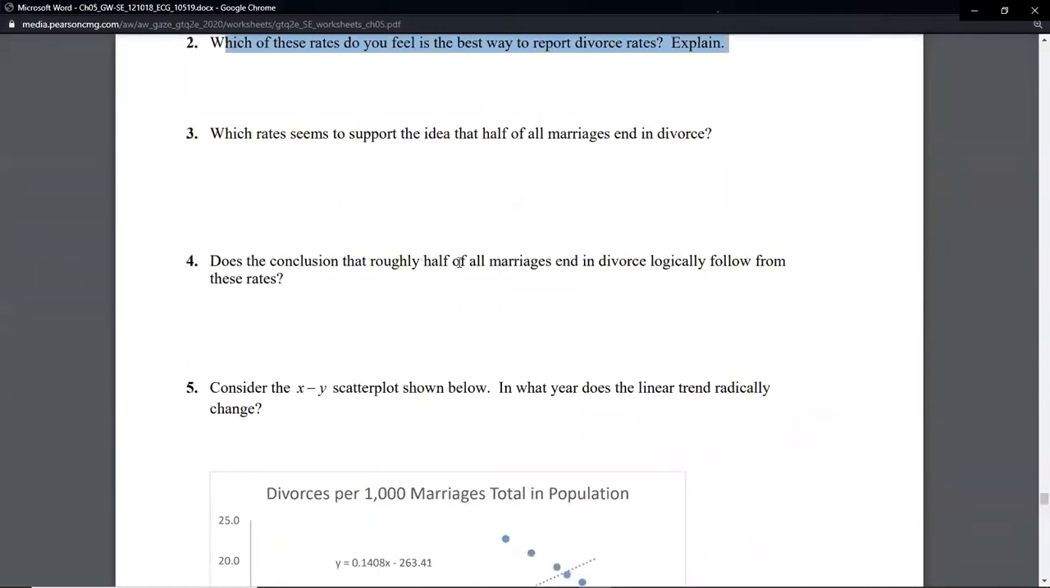So does this conclusion that roughly half of all marriages end in divorce logically follow? Absolutely not. It's just that in a year, there's twice as many marriages as divorces. In order for that statement to be true, everyone would have to be getting divorced within a year. And I'm going to say this as jokingly as I possibly can, so please don't take offense to this, but it usually takes a while for you to grow disdain for your spouse to ultimately want to separate from them. You know, a couple of years.